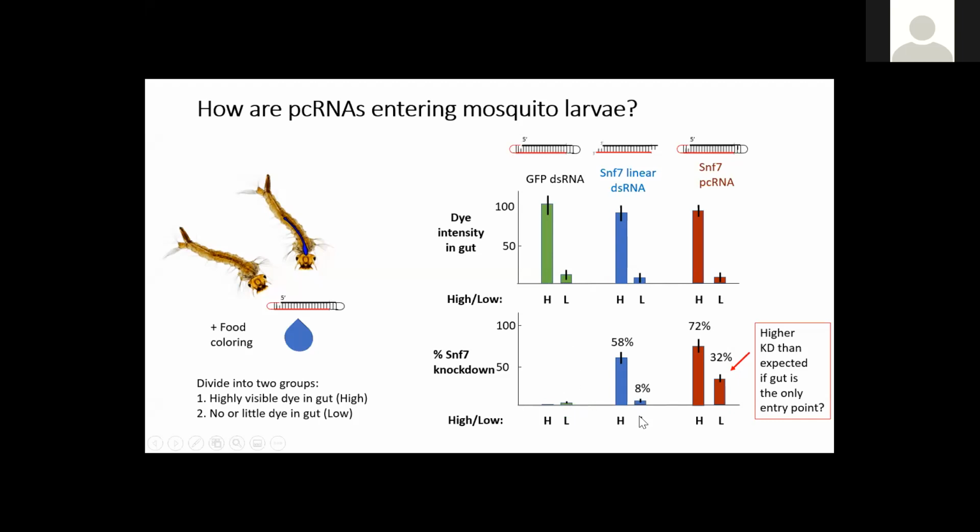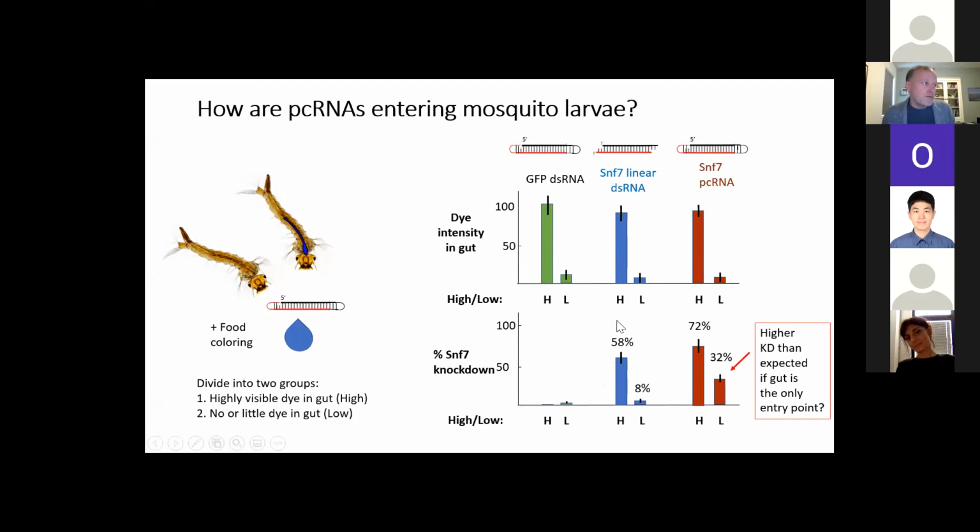In the bottom panel, we're looking at the knockdown of one particular gene that we were knocking down, SNF7. What we could see is that we could get 58% knockdown in those insects that fed on a large amount of double-stranded RNA, and virtually no effective knockdown with those insects that ate very little.